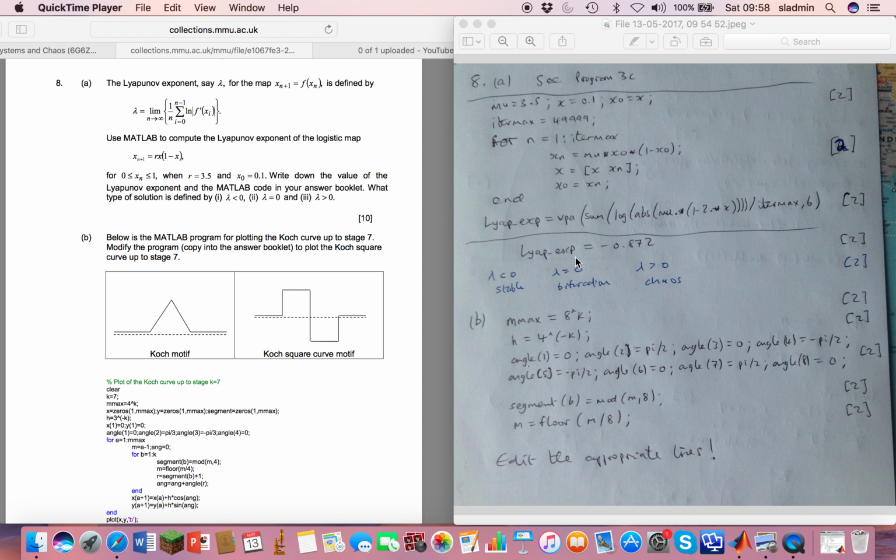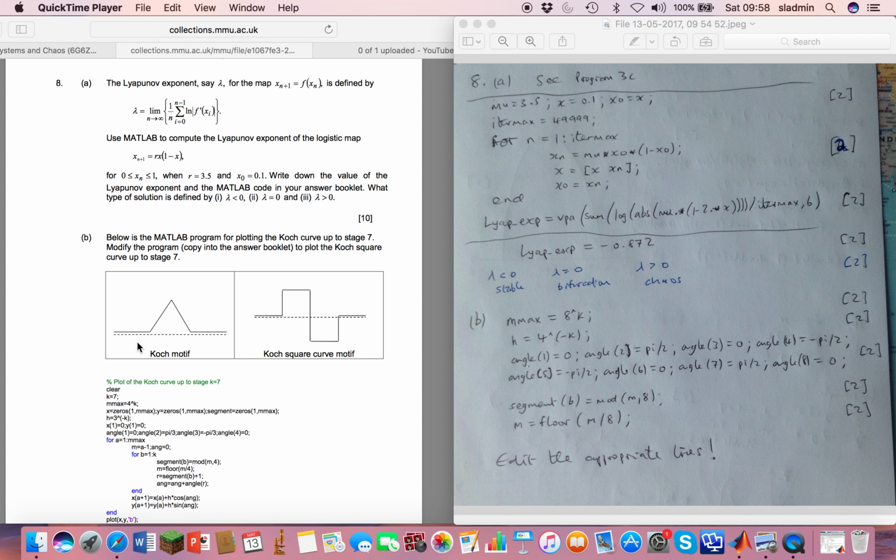And if we run this program for this value of mu, we get minus 0.872. When lambda is negative, it denotes stable behavior. Lambda equals 0 gives us a point of bifurcation, and if lambda is positive, then that denotes chaos.